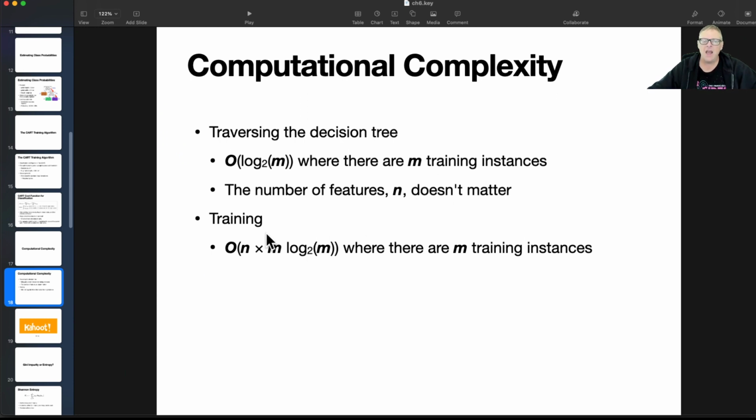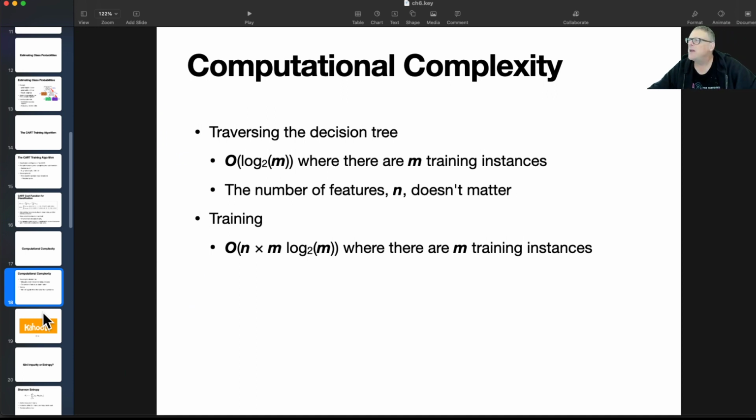Anyway, to train the model, it's n times m times log of m. So that's still pretty fast. Faster than a lot of other models where you'd have to go through the whole training set many times. Here you only have to go through the training set a log of m times.